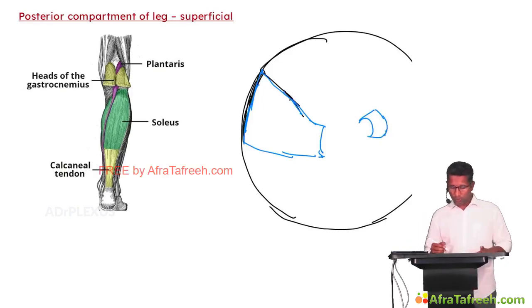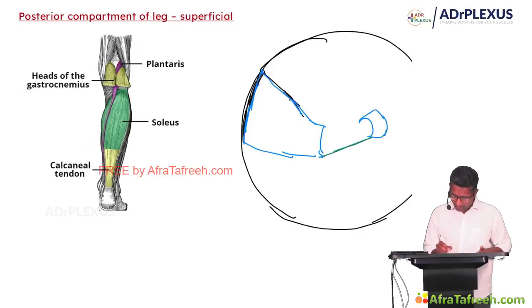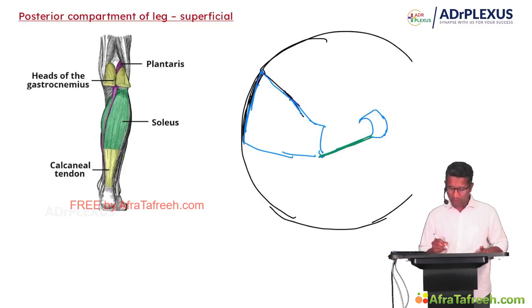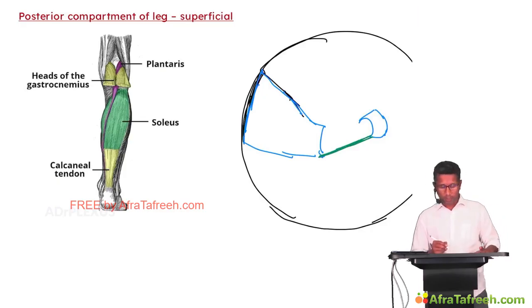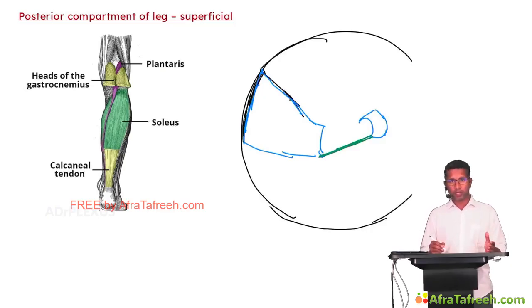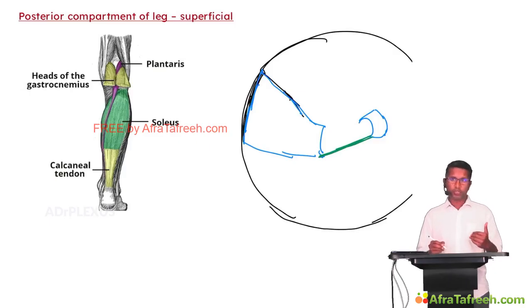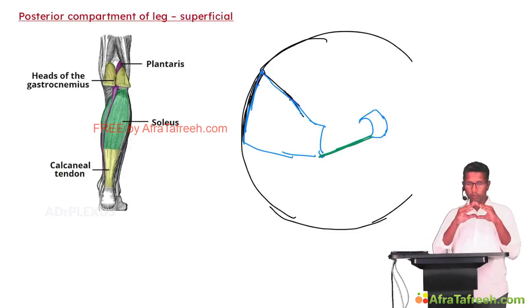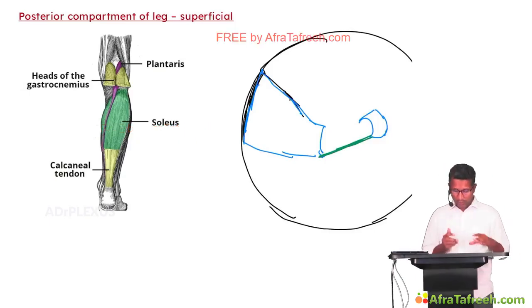These two bones are connected by a membrane called the interosseous membrane. If you see, the tibia has a medial surface, an anterolateral surface, and a posterior surface. Tibia is like a triangle-shaped bone.